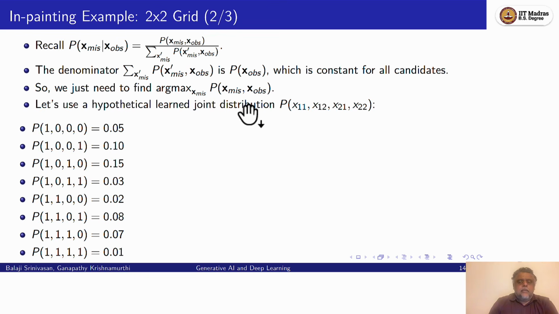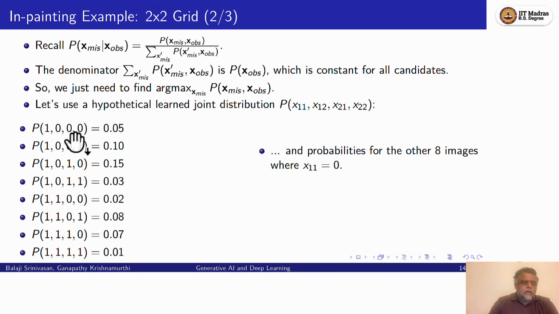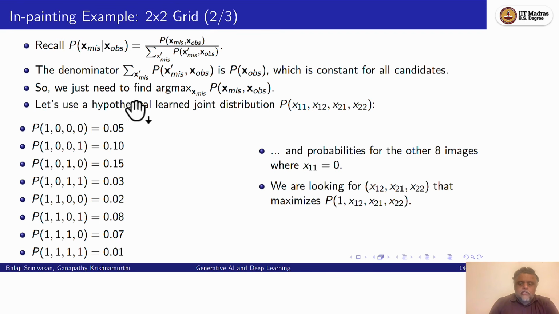So we can just use a hypothetical joint distribution. Once again, we have listed some of them. There are 8 of them listed where x11 equals 1, and we can list 8 more where x11 equals 0. We have to make sure that they are properly represented, in the sense that if you add them, they should add to 1. What we are trying to look for is the triplet x12, x21, x22 that would maximize P of 1, x12, x21, x22.